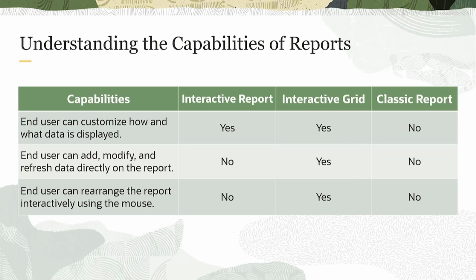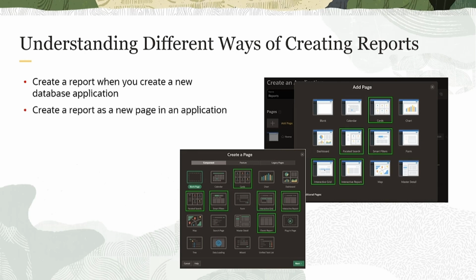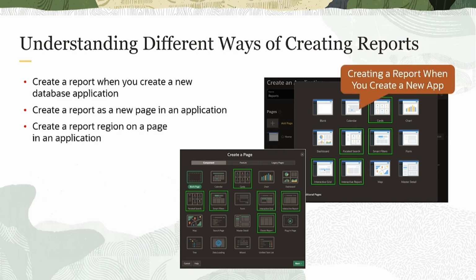If you do not need any of these customizations or built-in search bar and drill down capabilities, then you can choose a classic report. Apex allows you to create reports by running a wizard or by dragging and dropping the region type in the page designer. App Builder includes built-in wizards that enable you to generate these reports. Using these wizards, you can create a report when you create a new database application, create as a new page in an application, or create a report region on an existing page in an application.